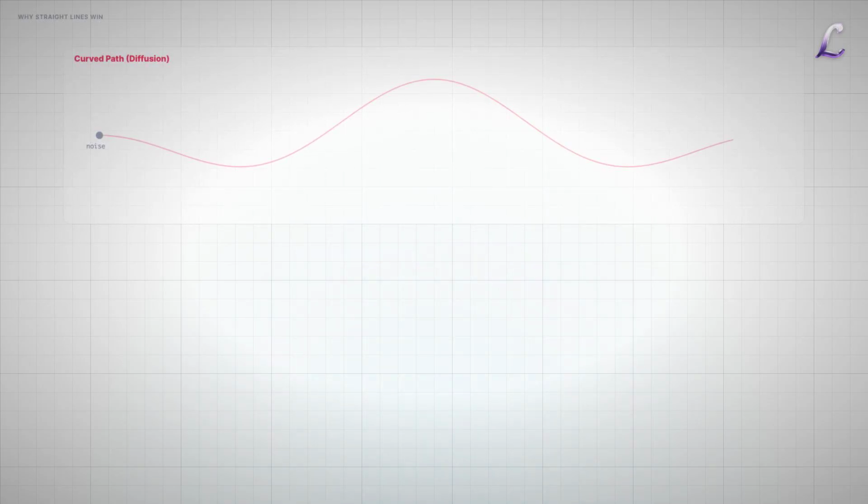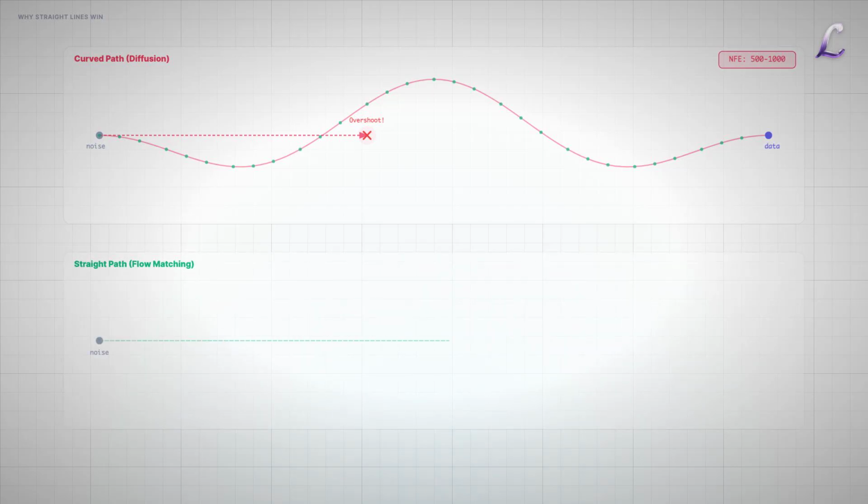When you generate an image, you are solving an ODE numerically. If the underlying vector field forces you along a curved path, your ODE solver, say Euler or Runge-Kutta, must take tiny steps to avoid flying off the curve. This is why diffusion models often need 50 to 1,000 function evaluations.